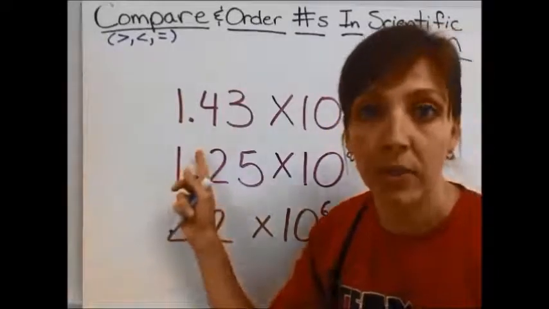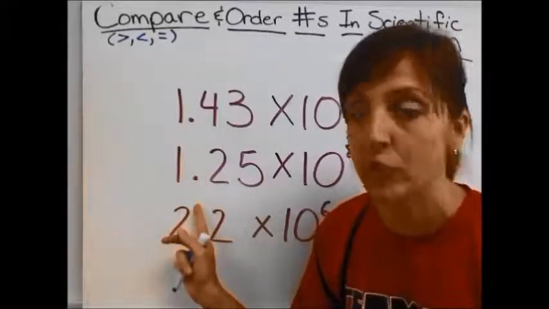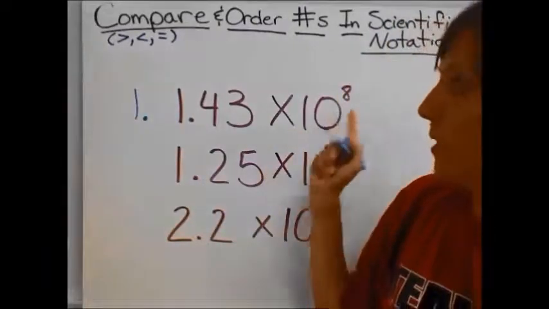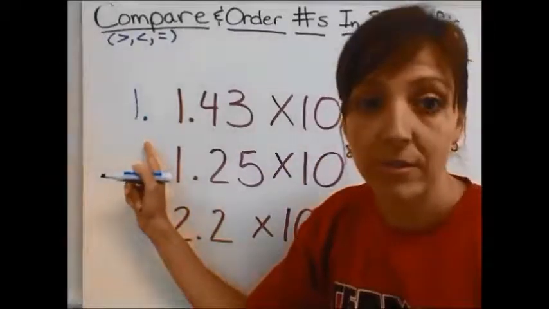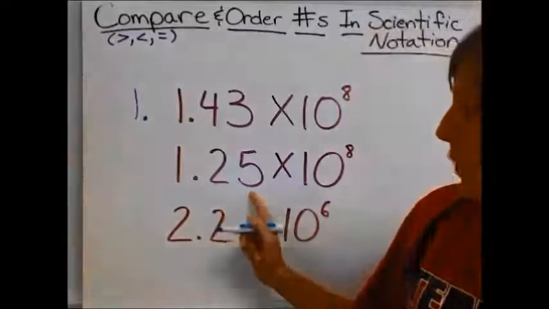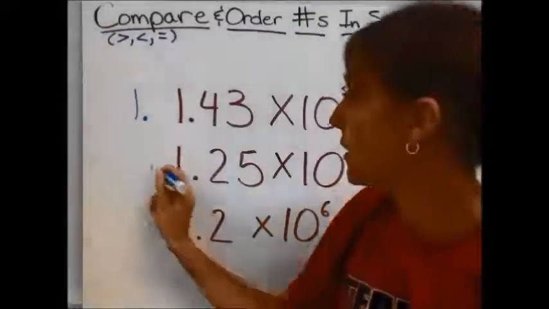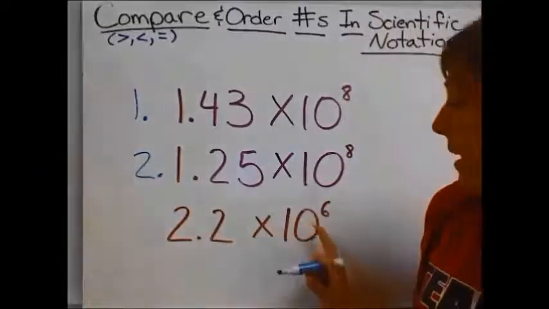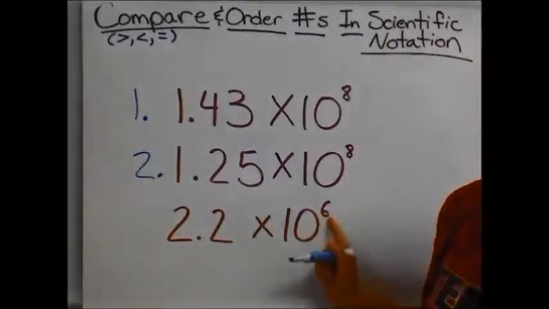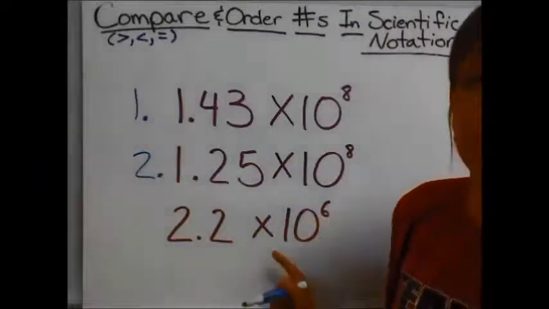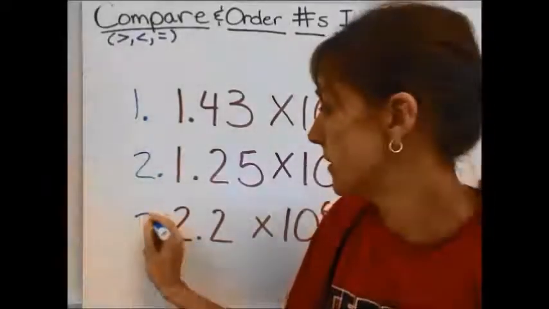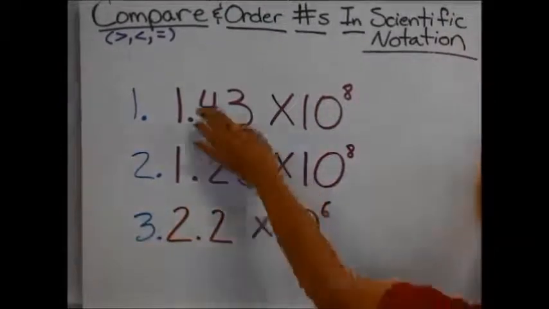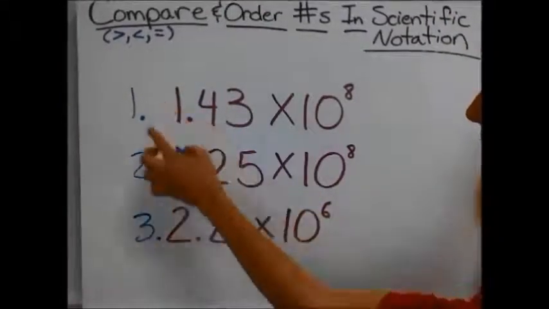Well, I'm looking at my two decimal numbers here. I know that 1 and 43 hundredths is larger than 1 and 25 hundredths. So 1 and 43 hundredths times 10 to the 8th power is my largest number. 1 and 25 hundredths times 10 to the 8th power is going to be second. And the smallest number is going to be 2 and 2 tenths times 10 to the 6th power, because I know that this decimal is only going to move six decimal places. So here's the order from greatest to least.